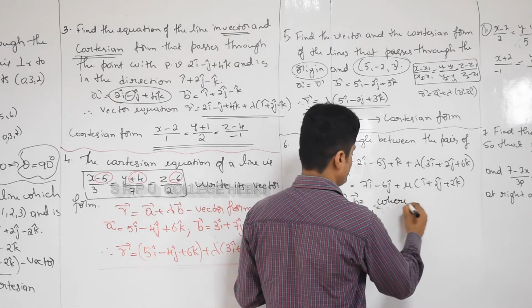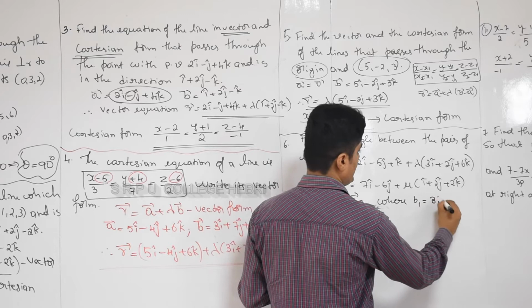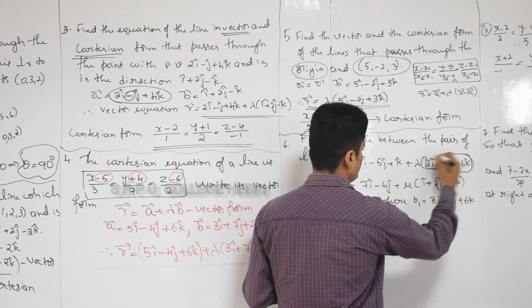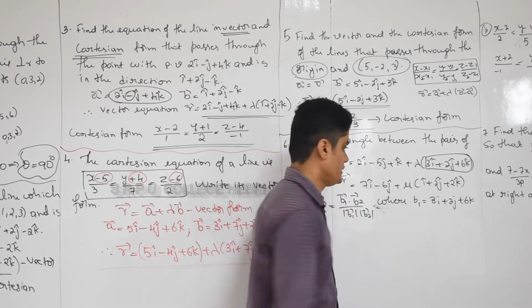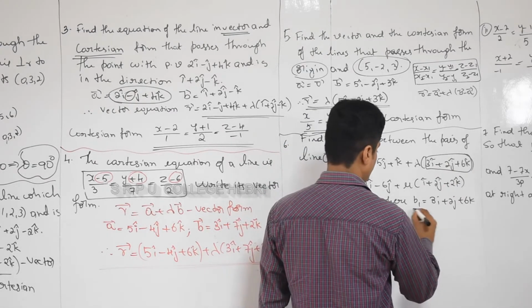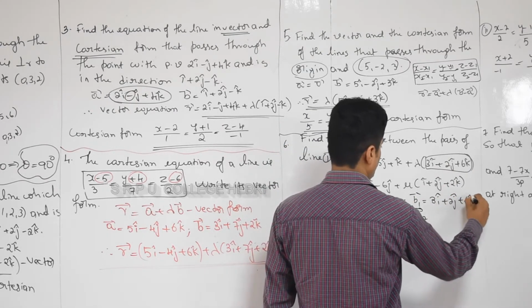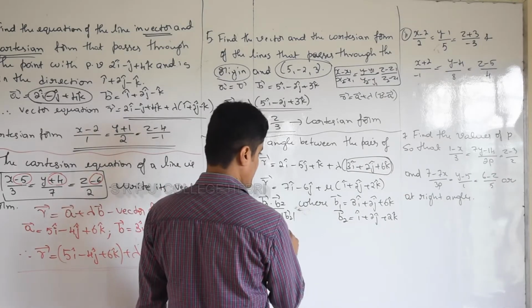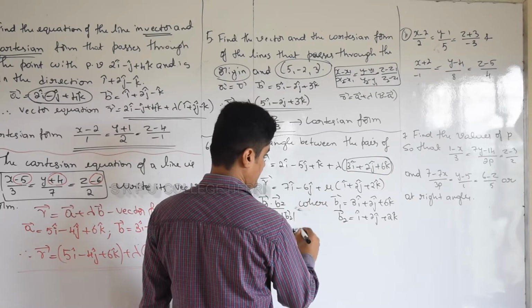Where b1 is equal to 3i plus 2j plus 6k. b1 is always the coefficient of the constant. Vector b2 is equal to i plus 2j plus 2k. So what is b1 dot b2? 3 plus 4 plus 12.